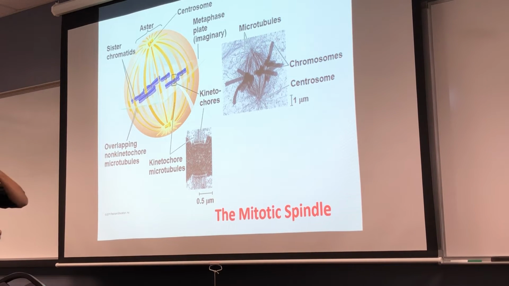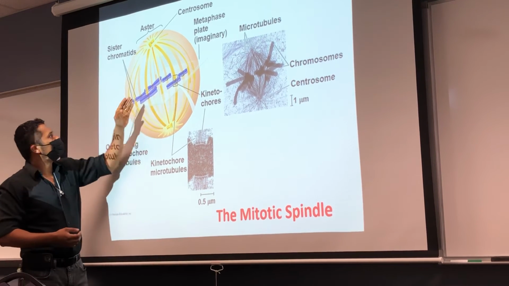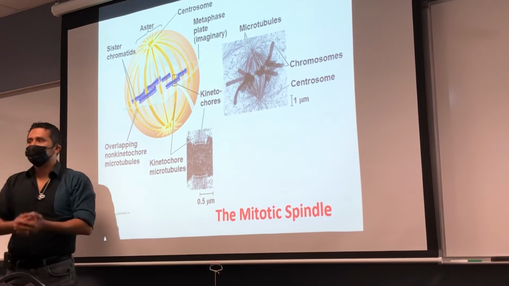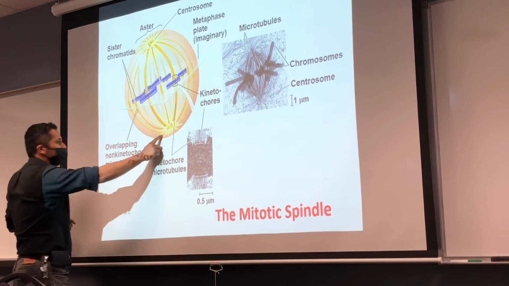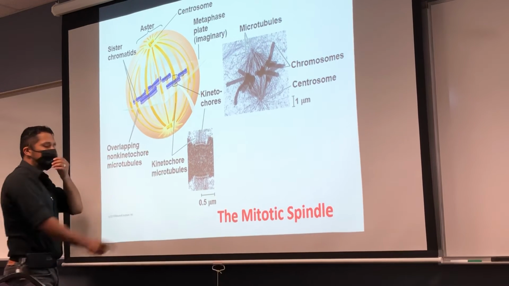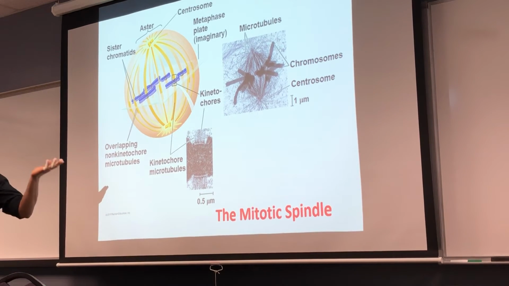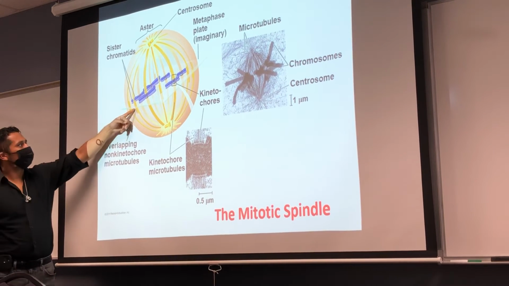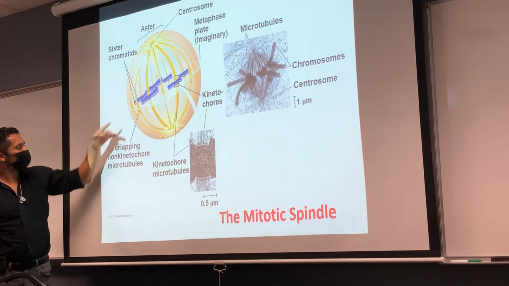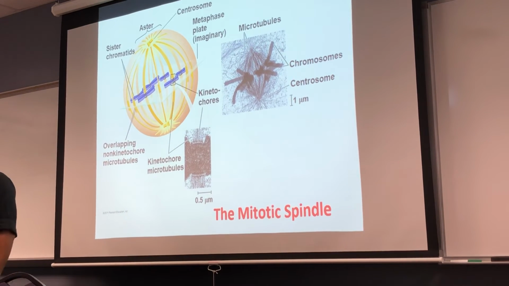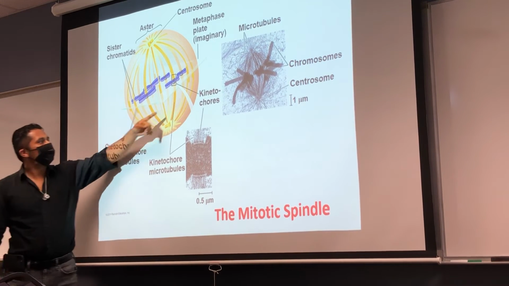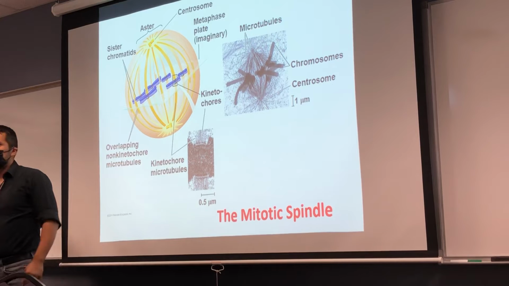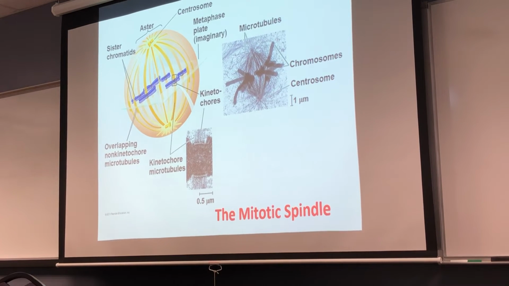If I have, for example, here, A, B, C, D, then you tell me which one of these. Which one are these labels? Okay. Let's say A is here. A is the aster. B is the centrosome, the microtubule organizing center. If I have here C is the polar microtubules, the overlapping non-kinetochore microtubules. If I have here D, this will be the kinetochore microtubules, the microtubules that bind to the kinetochores.